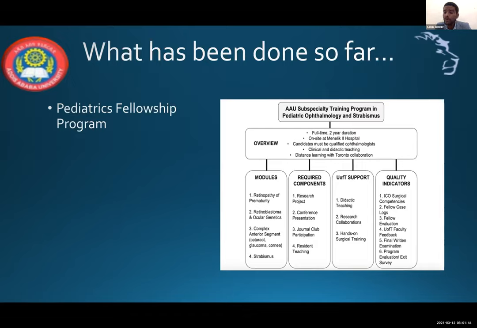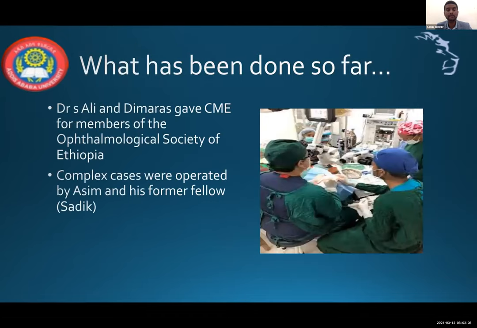And what will be the role of staff from UofT? They will be engaged in teaching, giving lectures, advising on research and doing research with the staff, and hands-on surgical training. They can come for a week or two, as Dr. Ali and Tehrani were doing.